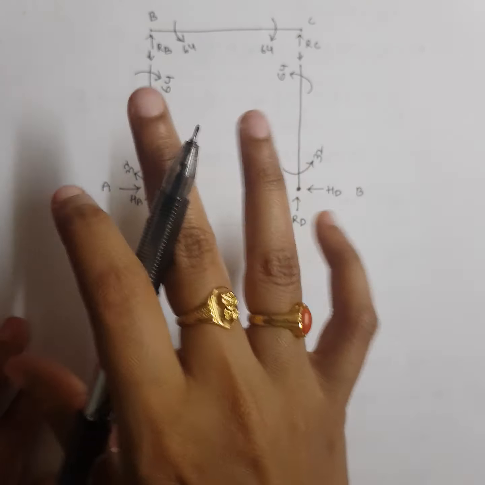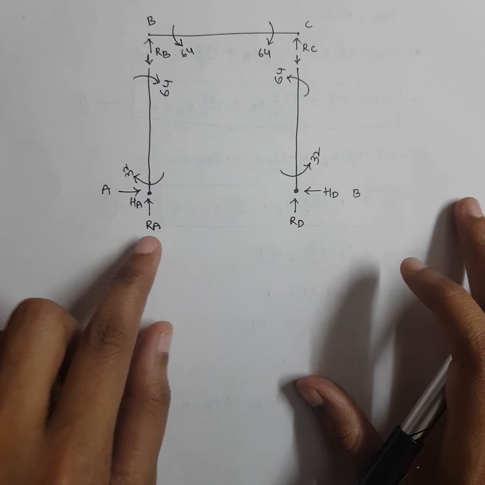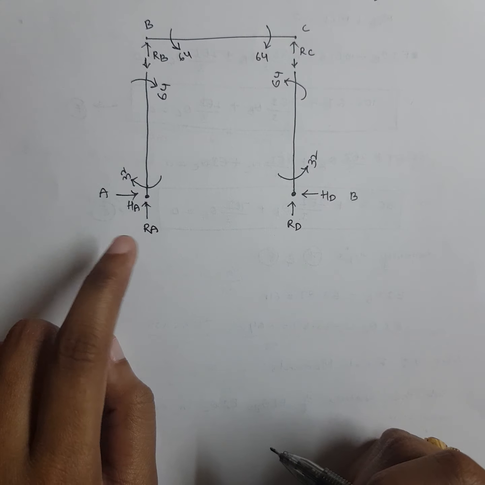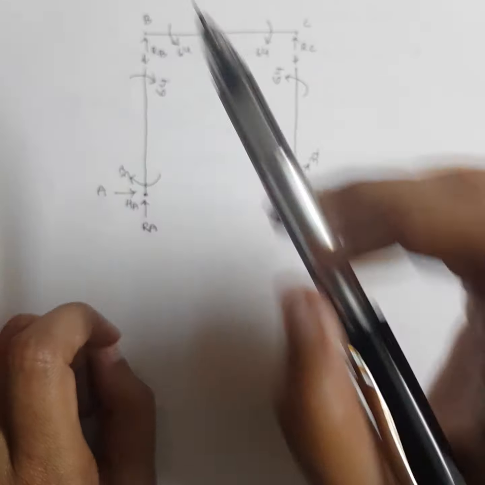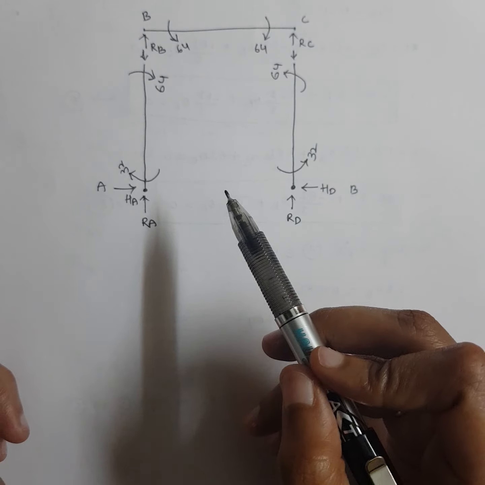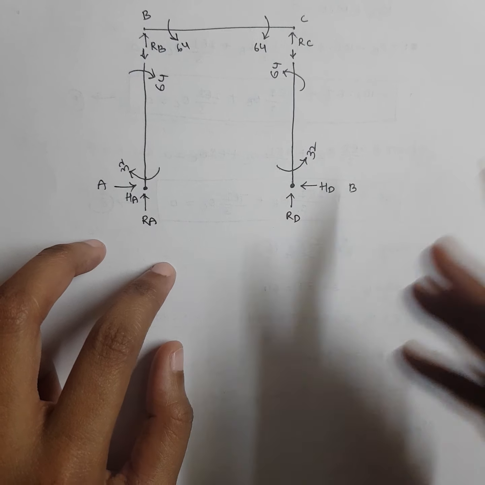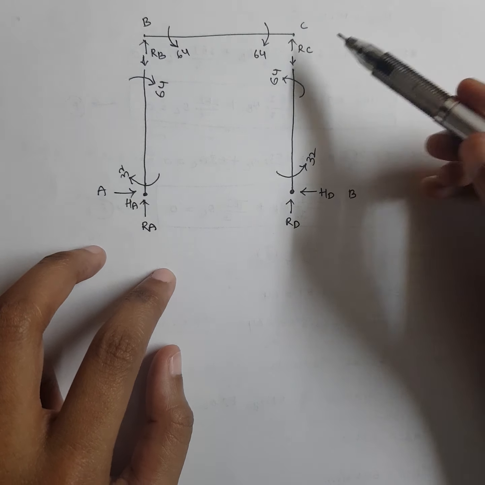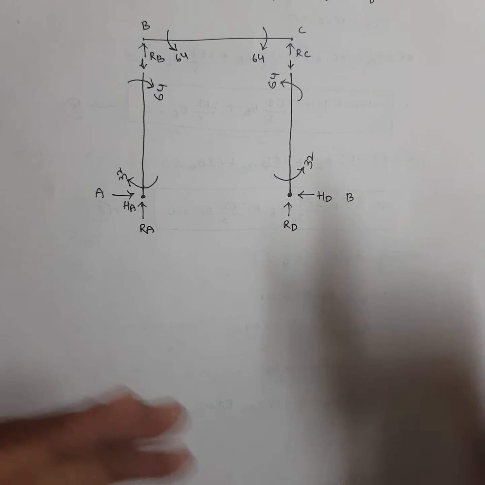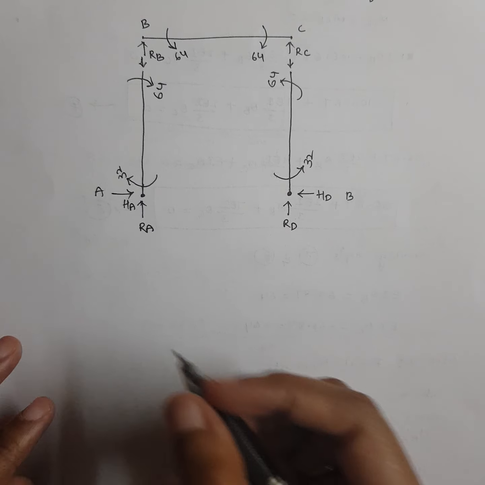Now I'll calculate the reactions. Now see here, RA and RB are on the same line, correct? So whatever value you get for reaction RB will be the same for RA also. Similarly, RC and RD also are on the same line. They are collinear. So whatever value you get for RC will be the same for RD also. You need not calculate again and again. It will be the same.